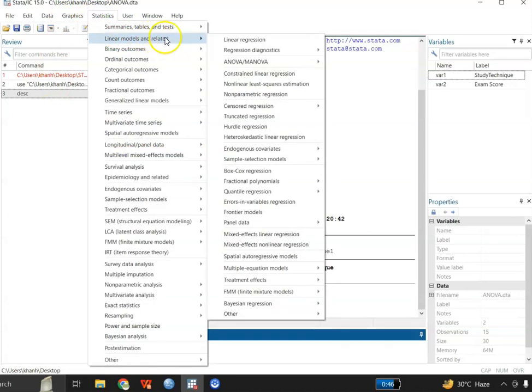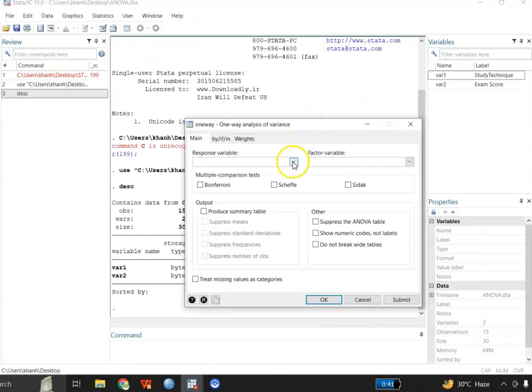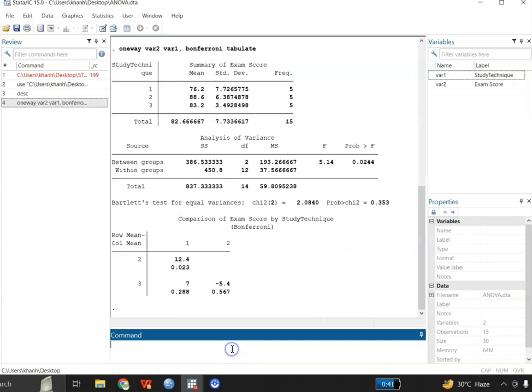In linear models and related, I'll go to ANOVA and MANOVA, and then I'll click on one-way ANOVA. After this, I'll enter my response variable, which is exam score, variable 2, and my factor variable, the study technique, variable 1. After this, I would like to do multiple comparison tests. I will use the Bonferroni test, and I'll also click on produce summary table. After that, I'll submit and here is my output.